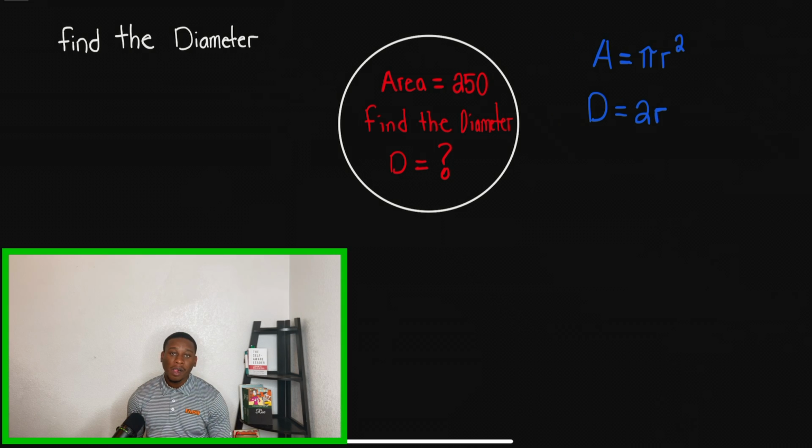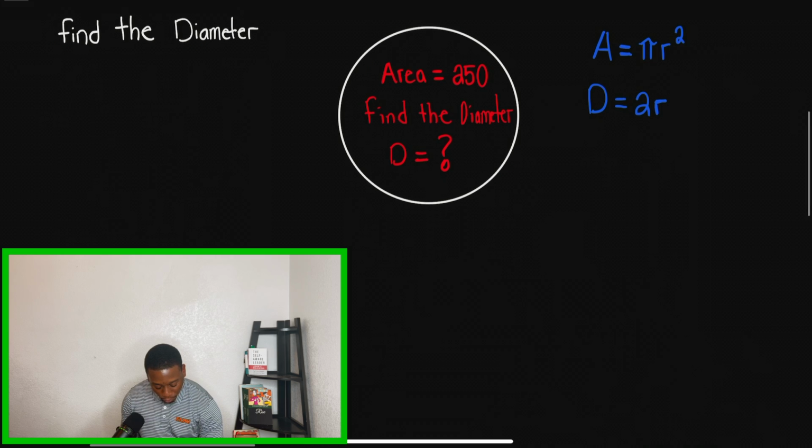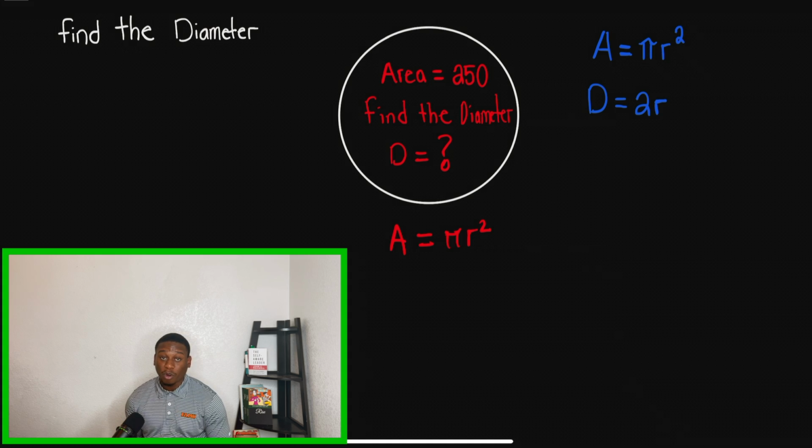What's up, everybody? In my video today, we're going to be talking about area of a circle and how to find the diameter when we're only given the area. So the first thing we need to know, guys, is the formula that we are going to be working with. Area is equal to pi r squared. But we have to rearrange this formula for r.